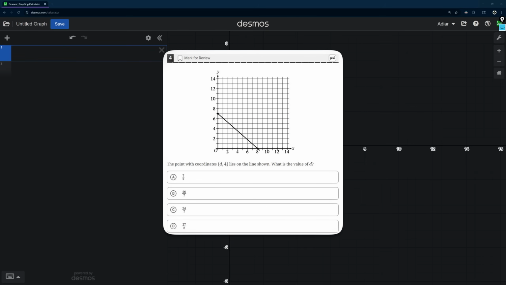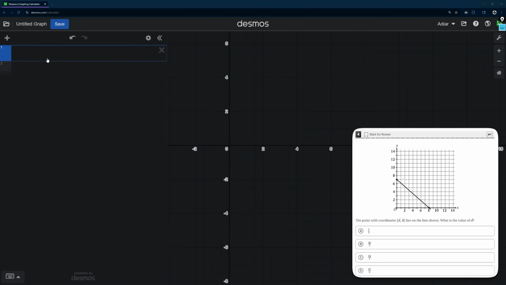This question gives us a line, and it says the point with coordinates d, 4 lies on the line shown. What is the value of d? So what we can do is, there are technically more mathematically sound ways to do this, but I care about speed for this question because it's really simple.